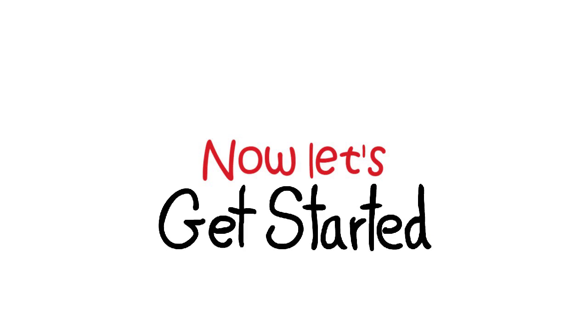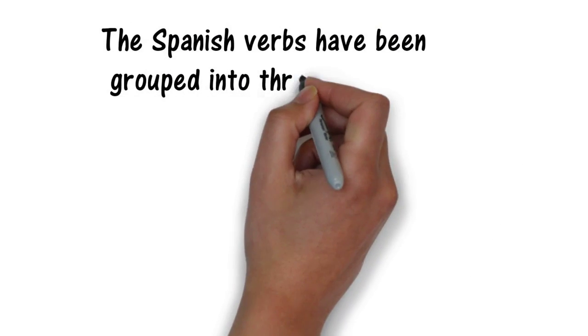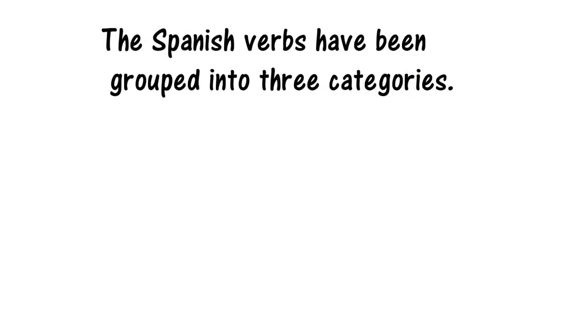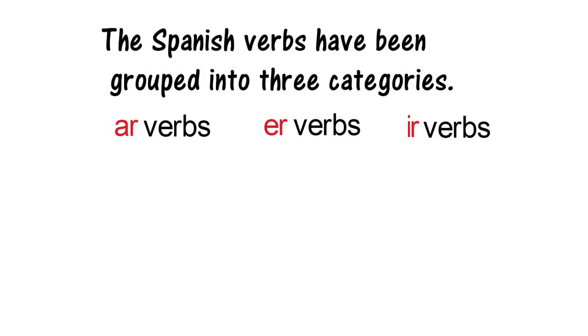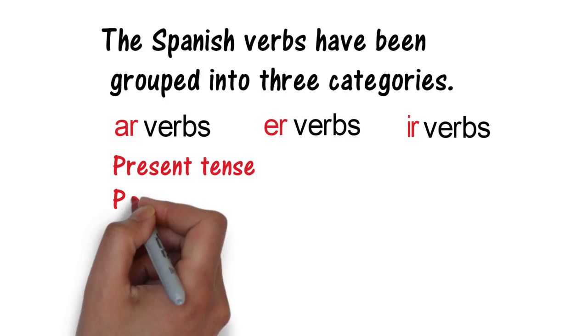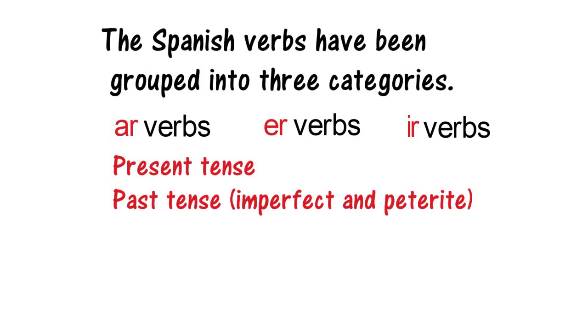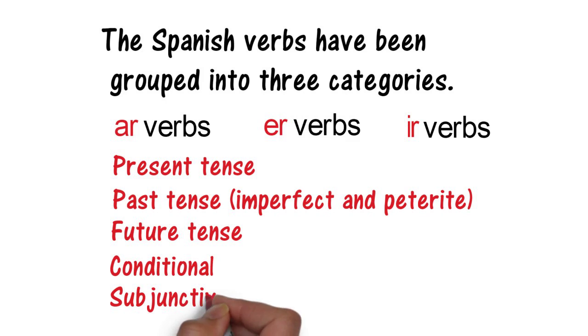Now, let's get started. The Spanish verbs have been grouped into three categories. The first are verbs that end with AR, the second are verbs that end with ER, and the third are verbs that end with IR. These verbs have their rules for conjugation in their various tenses, and just like in English, we have the present tense, we have the past tense, which is grouped into the imperfect and the preterite. We also have the future tense, the conditional and the subjunctive. We also have subtenses under these major tenses, which we'll be looking at in our subsequent videos, so you would want to stay tuned.